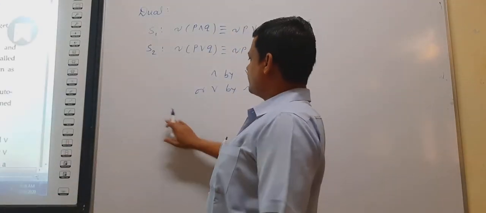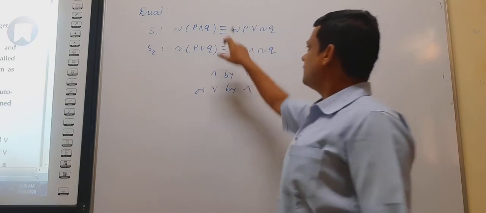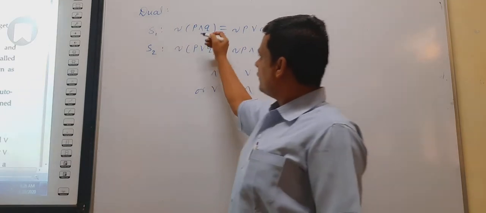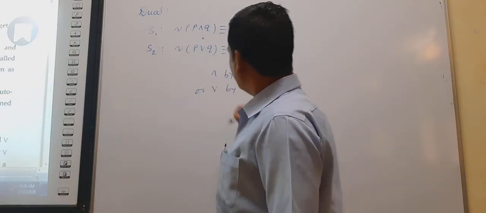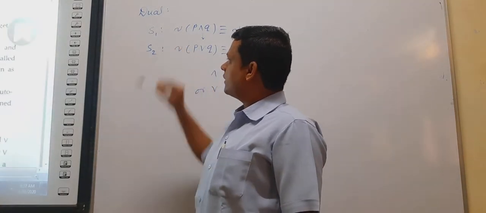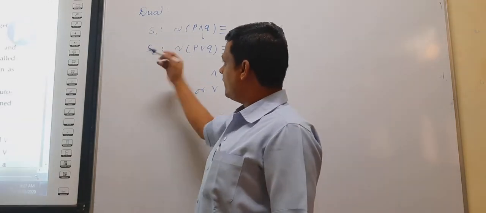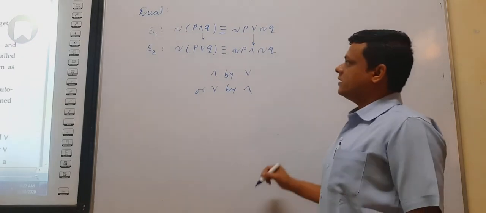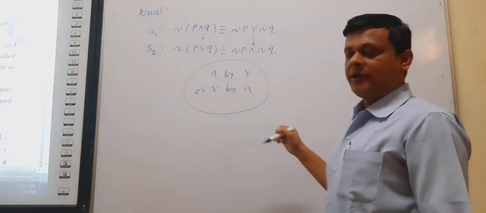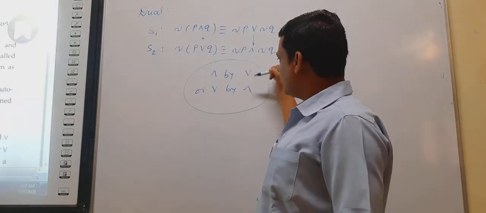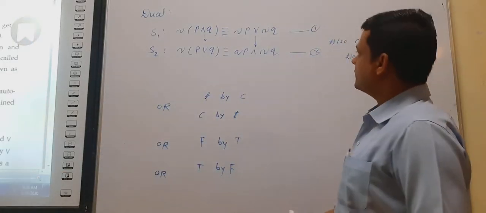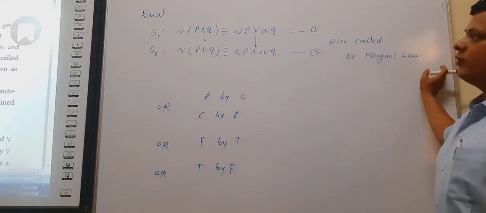Now consider statement S1 as negation of (P and Q) equivalent with negation of P or negation of Q. If we replace this AND by OR, and this OR by AND, then statement S1 is dual of statement S2, and statement S2 is also dual of statement S1. That means while making dual of a given statement, we have to replace AND by OR, or OR by AND. Statements S1 and S2 are also called De Morgan's law.